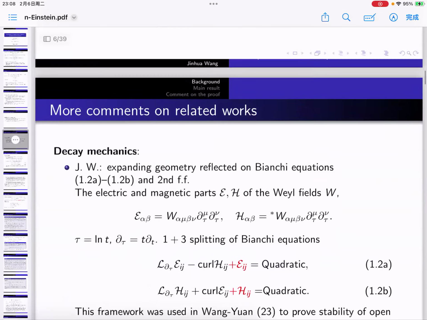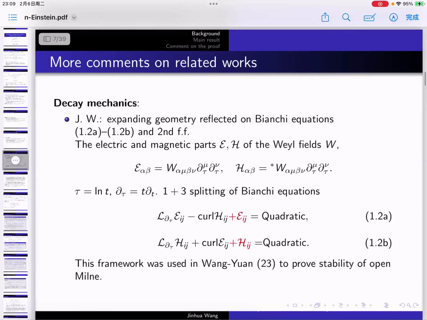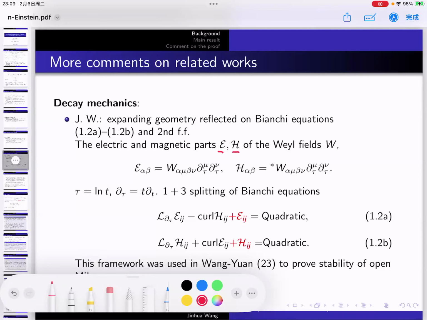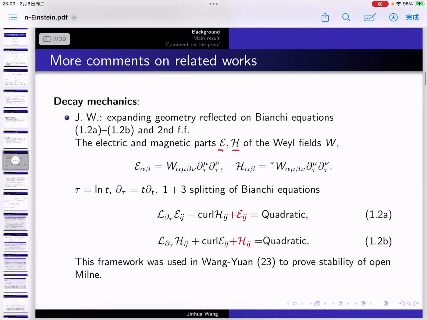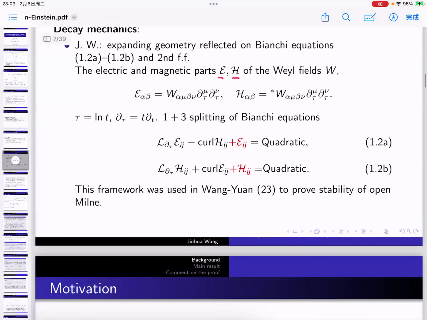And the other one is the work by myself for this 1+3 dimensional Einstein-Klein-Gordon. The decay mechanics actually comes from the expanding geometry of this Milne model. And this was reflected in the Bianchi equation. Let's see, this curly E and curly H are the electric and magnetic parts of the spacetime Weyl tensor. And then the Bianchi equation takes the form of 1.2a and 1.2b. There was this linear term on the left-hand side.